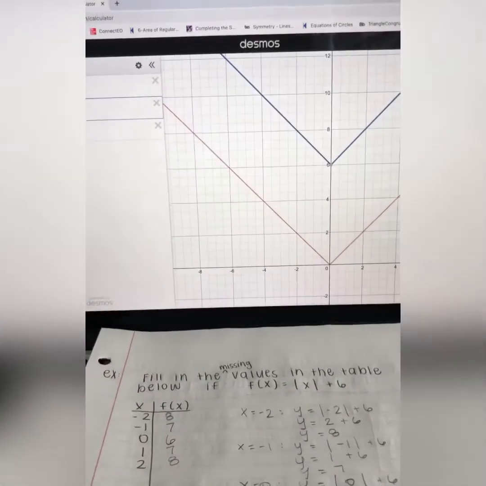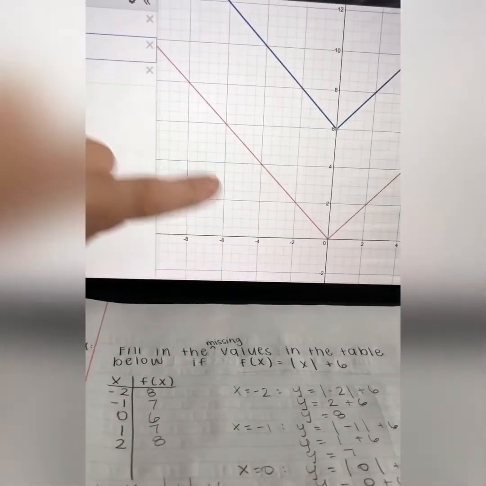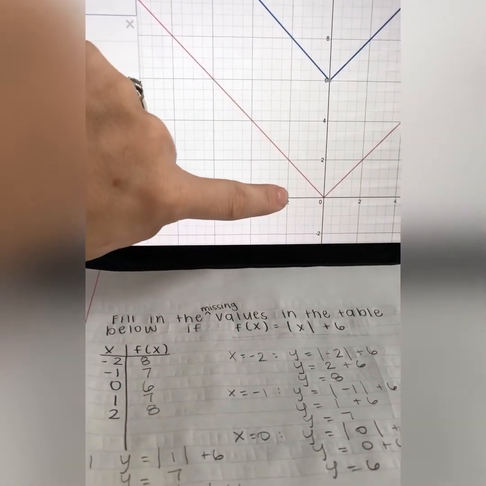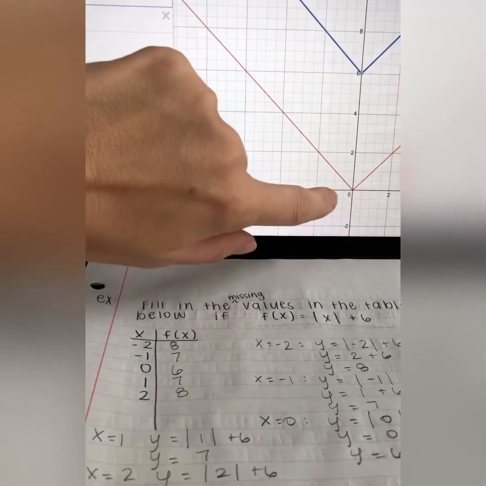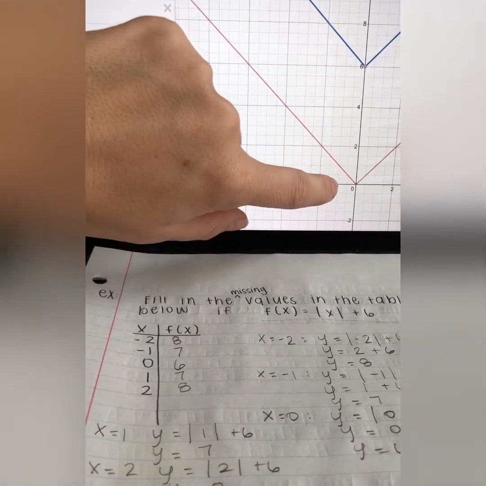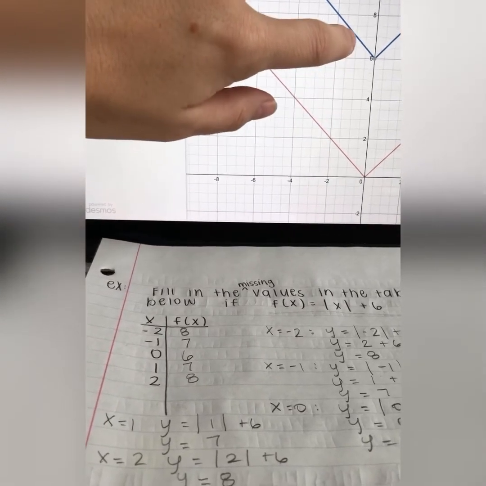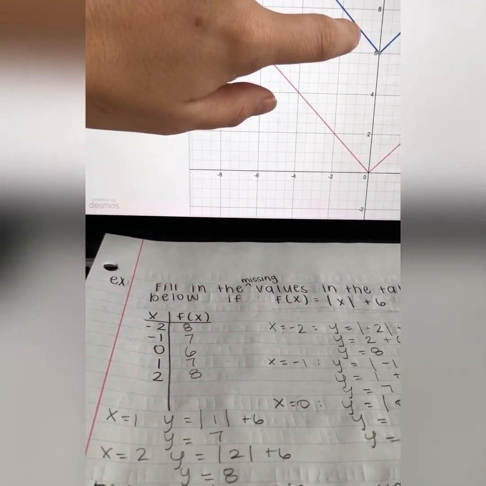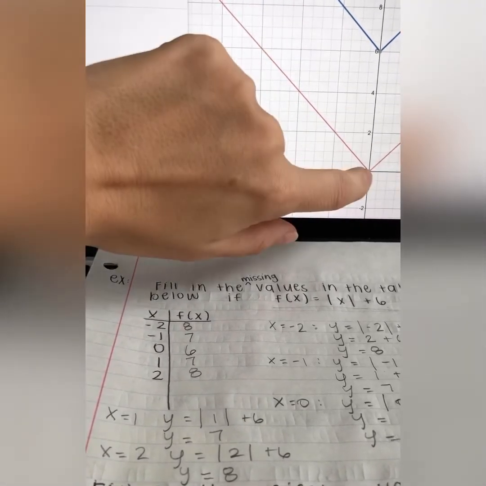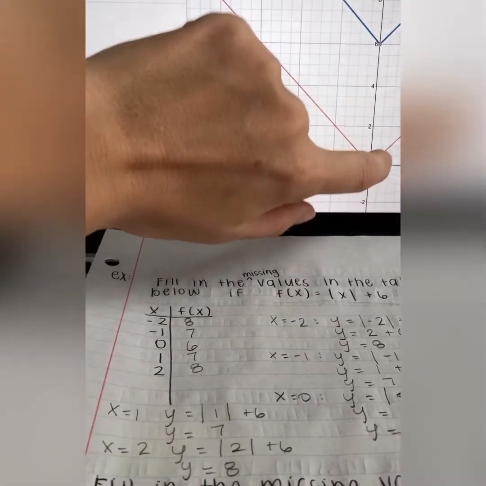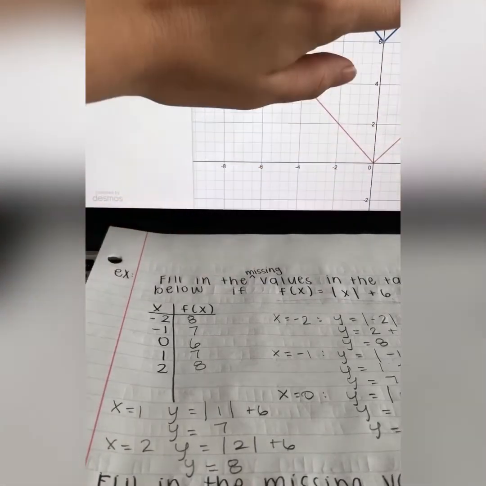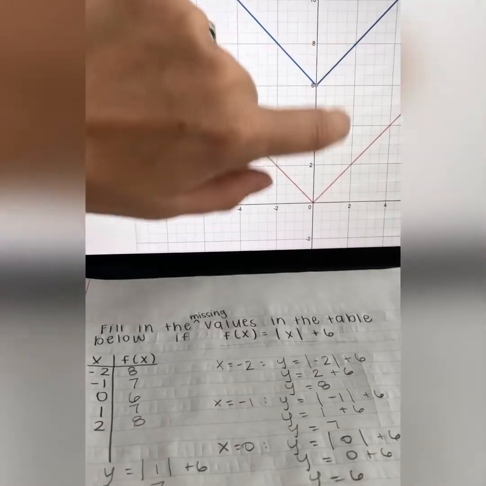Here's the graph we were just looking at. So at -2, if I go up to my y-axis, we're at 8. At -1, if I go up on my y to the blue function, we meet the blue function at 7. At 0, we're at 6 on the y. At 1, we're also at 7, and at 2, we're also at 8. Sorry if you couldn't see that. At 1, we're at 7, at 2, we're at 8.